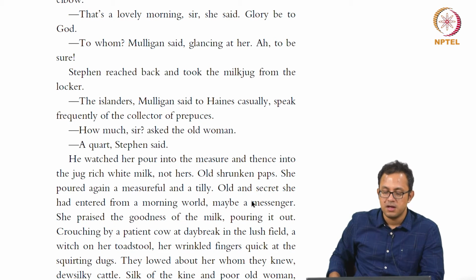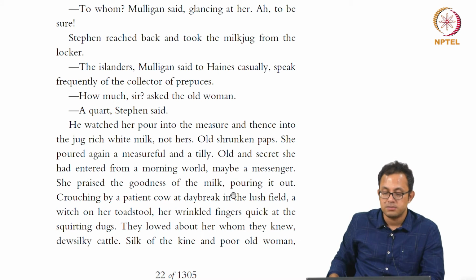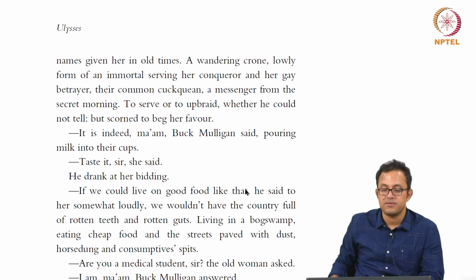Maybe a messenger. She praised the goodness of the milk, pouring it out, crouching by a patient cow at daybreak in the lush field, a witch on a toadstool, her wrinkled fingers quick at the squirting dugs. They lowed about her whom they knew, dewsilky cattle. Silk of the kine and poor old woman, names given her in old times. A wandering crone, lowly form of an immortal, serving her conqueror and her gay betrayer, the common cuckquean, a messenger from the secret morning. To serve or to upbraid, whether he could not tell, but scorned to beg a favour.